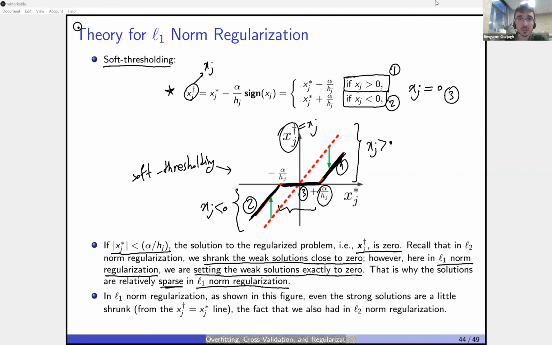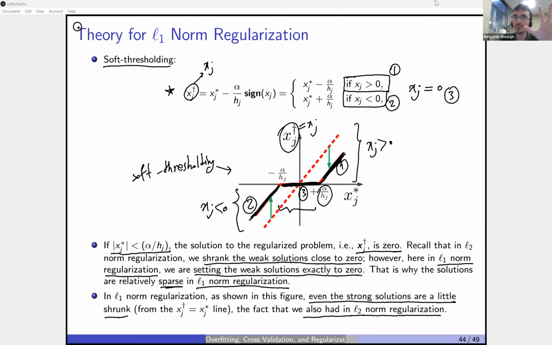In L1 norm regularization, as shown in this figure, even the strong solutions are a little shrunk, like in regions 1 and 2. The fact that we also had in L2 norm regularization.